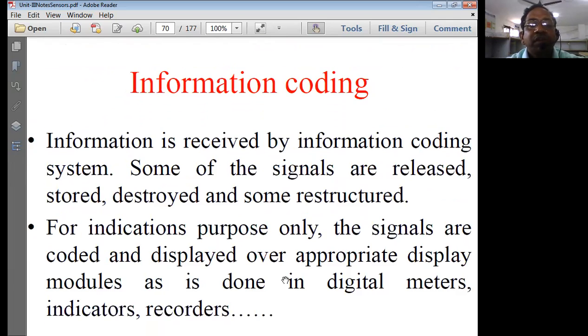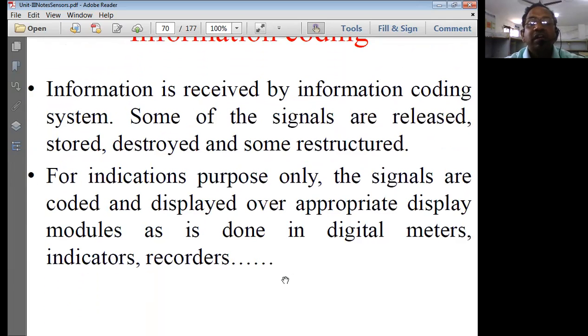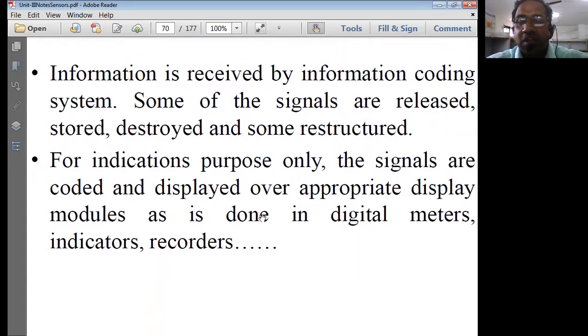That is the question. The information, known as data, is received by the information coding system in the sensor integrated system. Some of the signals are released, stored, destroyed, and some are reconstructed. That means while communicating the information from one sensor to another sensor, we have to employ coding techniques. That is what we call coding information in general.